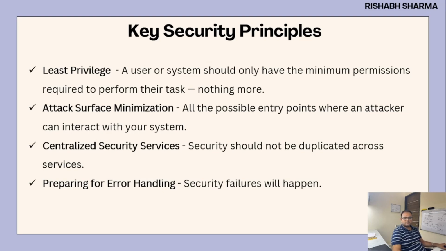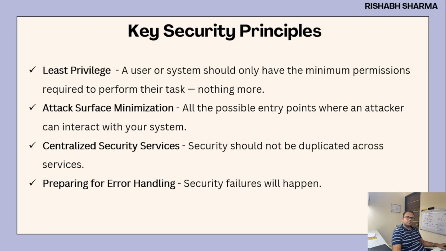Next is attack surface minimization. This basically means all of your possible entry points where an attacker can interact with your system. This includes open endpoints, unused APIs, publicly exposed services, debug endpoints, actuators, and missing CORS configuration. In Spring Security 7, you should explicitly define what is allowed instead of allowing everything and blocking it later. So the whitelisting and blacklisting strategy is something we will also look at.